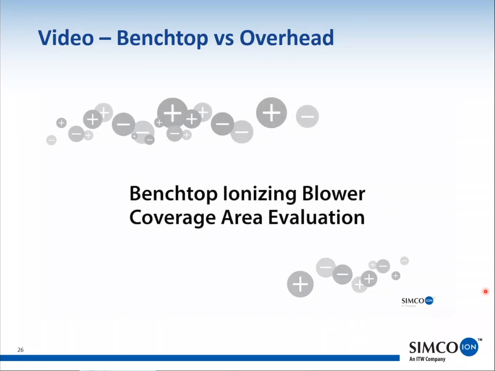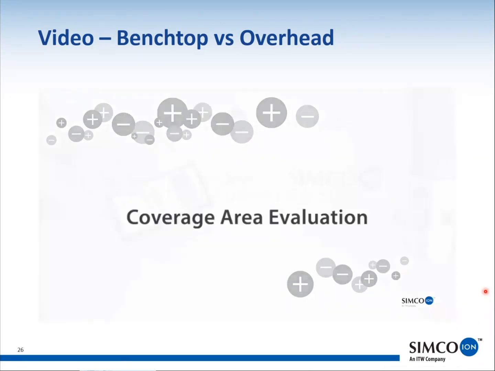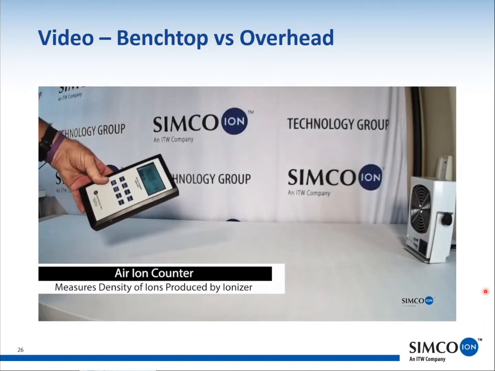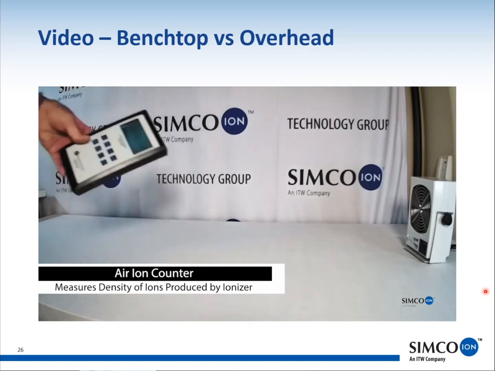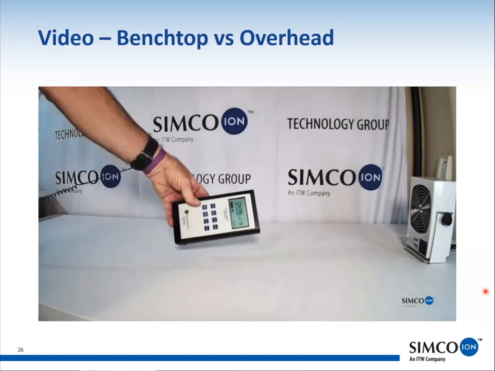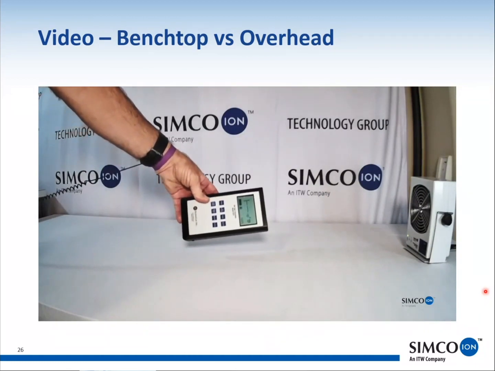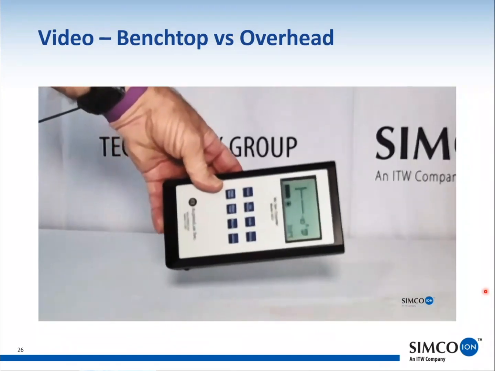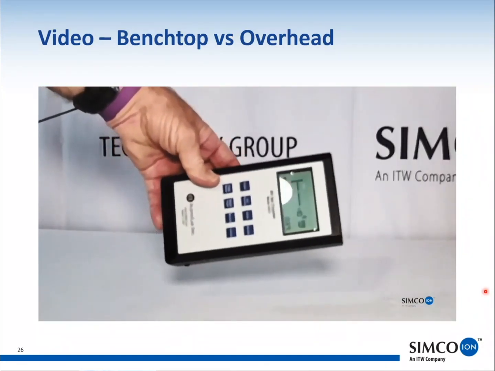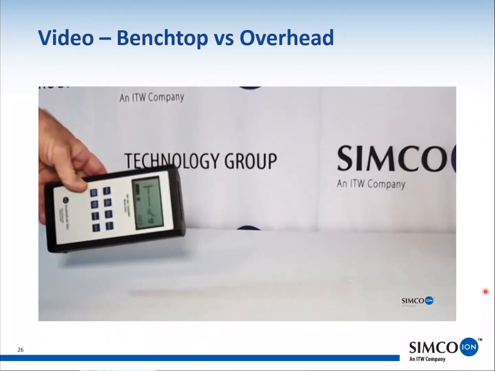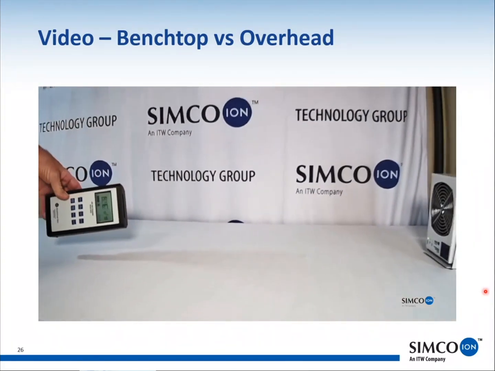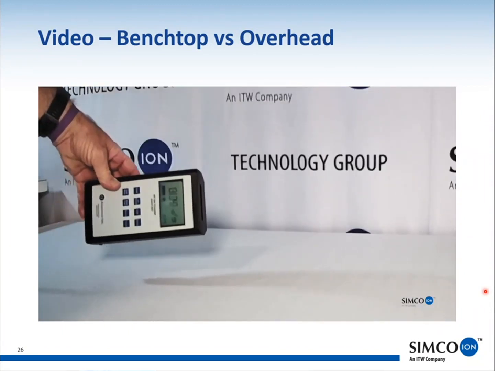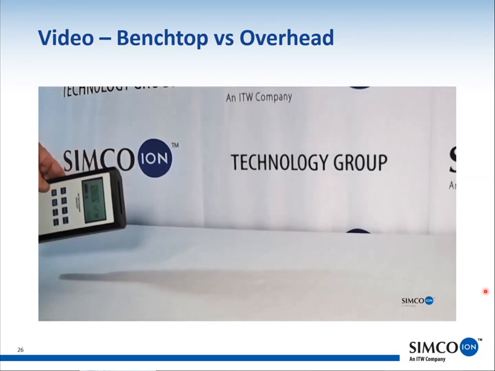Hello, today we're going to evaluate the coverage area of a benchtop ionizing blower. And to do that, I'm going to use an air ion counter. An air ion counter is basically measuring the density of the ions in the air produced by the ionizer. This meter maximizes at 200 million ions per cubic centimeter. You can see that when I'm right in front of the ionizer, that's what happens. It pegs the meter. You'll see, though, that as I move further away, the ionization quickly starts fading away. The ions are being recombined, and we're not getting coverage to the end of this workbench.